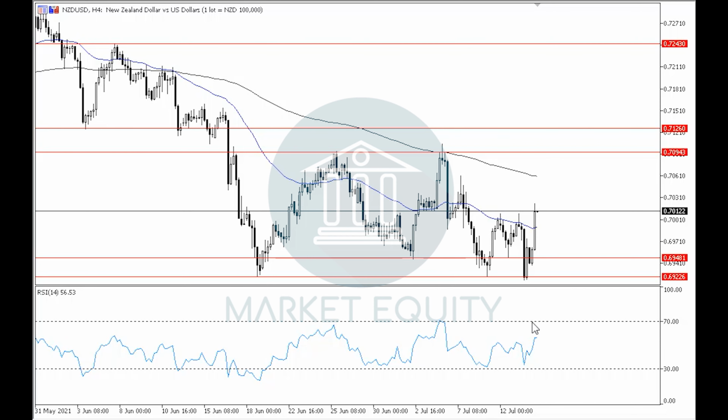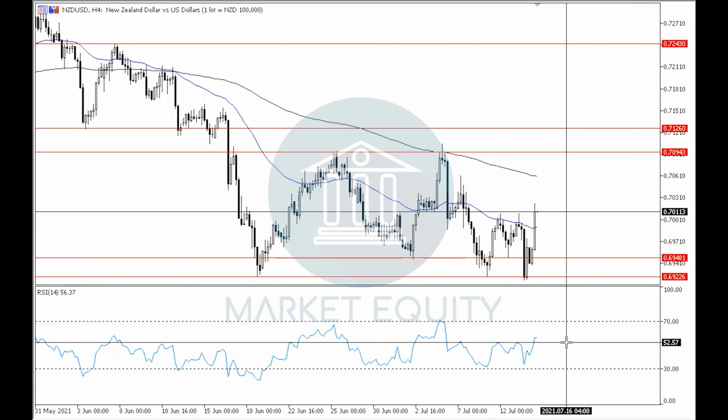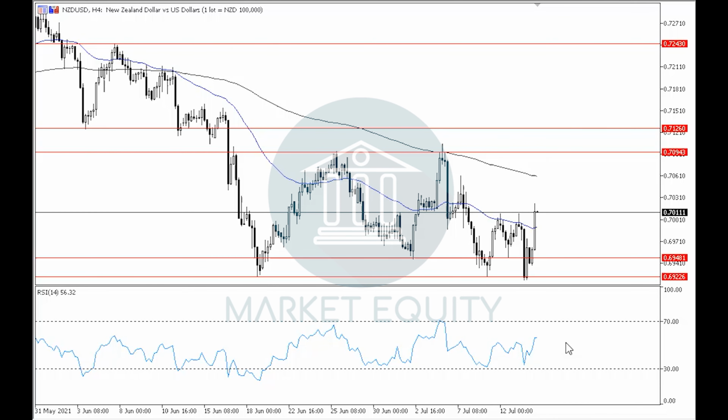If we notice the RSI indicator in the 4 hour time frame, then we can see that after rebounding upwards off of around level 30 near the oversold area, it is currently moving above level 50, which supports the continuity of the upwards movement or the sideways movement as a whole in the 4 hour time frame. That was it for the New Zealand dollar versus the US dollar.